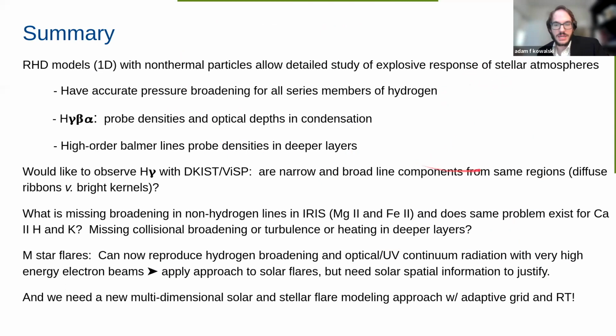We still have some severe problems in explaining the broadening of the resonance lines like magnesium-2 and the other non-hydrogen lines like iron-2. But with hydrogen, we have a really robust theory in our models and we'll be able to constrain the densities that are predicted in these downflowing regions. And finally, I really look forward to new multidimensional solar and stellar flare modeling approaches. It will be necessary to have adaptive grids and radiative transfer and all the different physical aspects that I've talked about today. So thanks a lot for your time, and I guess I'll take questions.